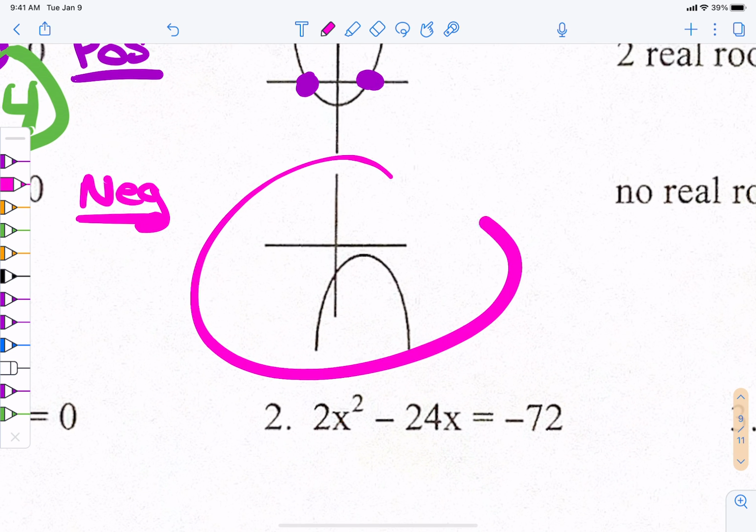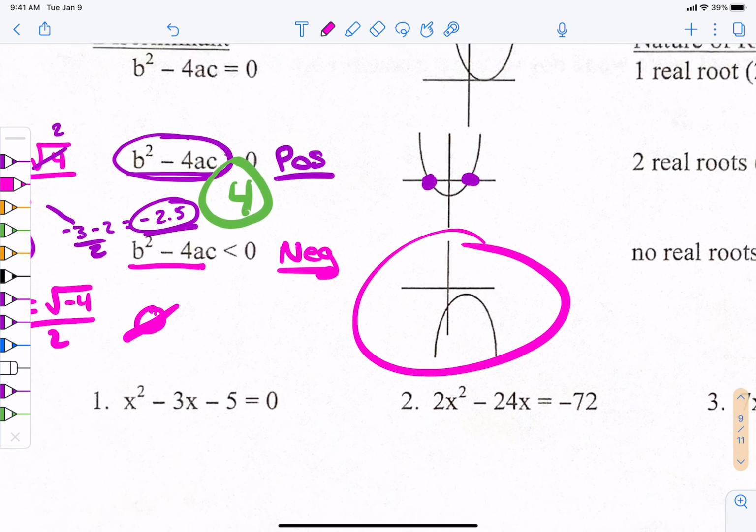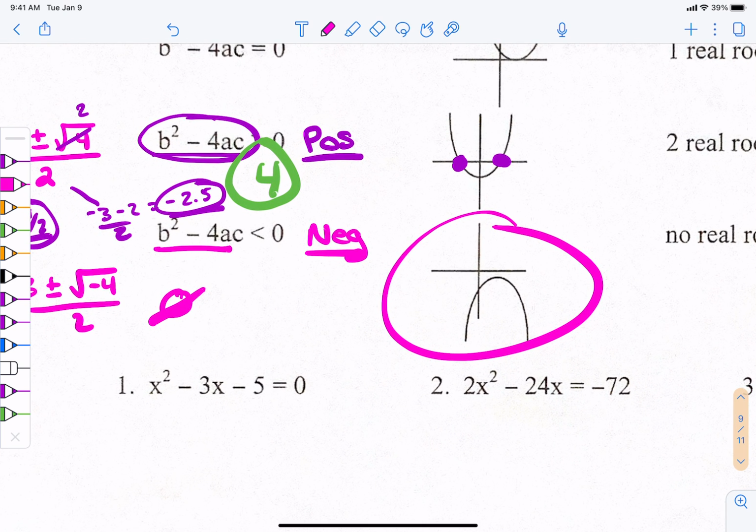He doesn't cross. He does not touch the x-axis. That's what it looks like if you have a negative number for your b squared minus 4ac. What was my b squared minus 4ac? What was my discriminant number in this case? Negative 4. So if it is a negative number, it doesn't work, okay?